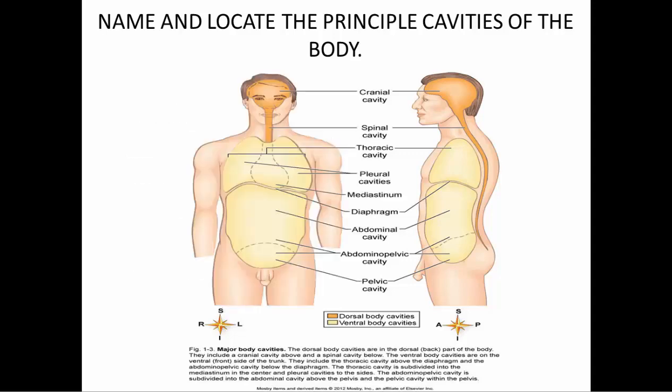If we look at an image of the anterior portion of this same body, we can see that within the thoracic cavity there are actually also subcavities. So we have the pleural cavities where you find the lungs. And then in the middle, you find the mediastinum, which is where you find the heart.